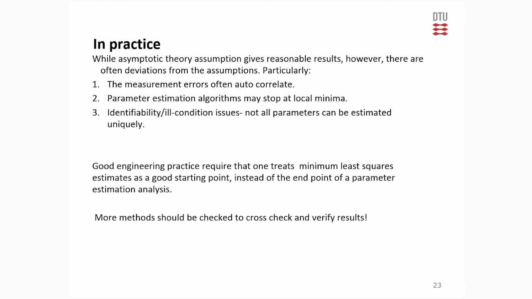In practice, there are several typical pitfalls. These are the following. First, the measurement errors often autocorrelate. This means that too many observations are redundant and not independent, non-IID. One solution can be to check the autocorrelation of the residuals and filter or subsample to reduce the autocorrelation in the measurement dataset down to, for example, 0.5 and lower.